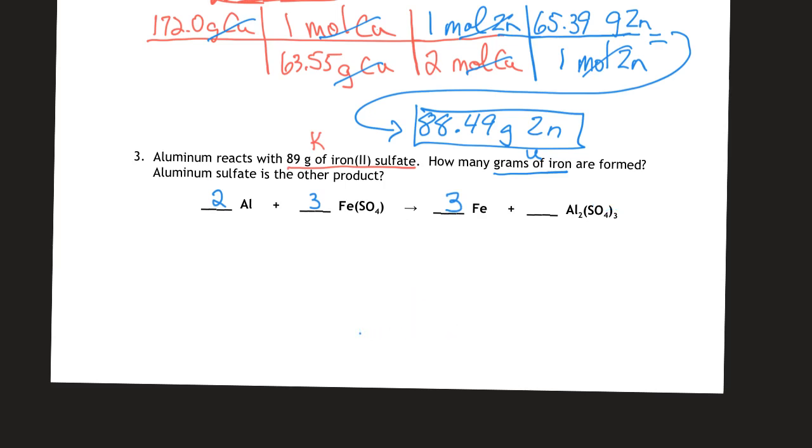And because it's a stoichiometry problem, I'm going to go ahead and put a 1 here. Now, my known is grams of iron sulfate. Well, here's iron sulfate. Put a box around it. My unknown is how many grams of iron, so I'm going to put a box around that. So here's my bridge to go from one thing to the next. Start my table.